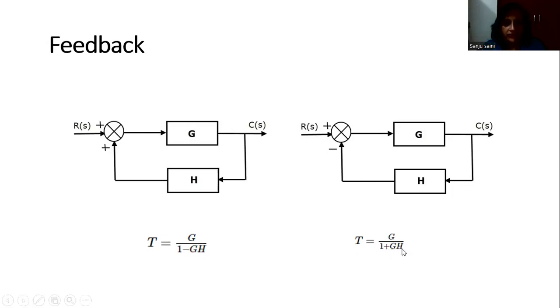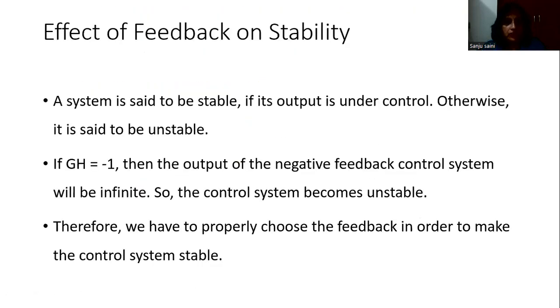In case H is chosen in such a way that GH is equal to -1, then the denominator of this function will become equal to 0, T(s) will become equal to infinity, and since C(s) is equal to T(s) multiplied by R(s), C(s) will also become equal to infinity. So although R(s) was kept bounded, C(s) is not within bounds, so the system may become unstable. It depends upon the value of GH how much output we are obtaining. So stability is also affected by the provision of feedback. If GH is equal to -1, the output of the negative feedback control system will be infinite, so the control system may become unstable.